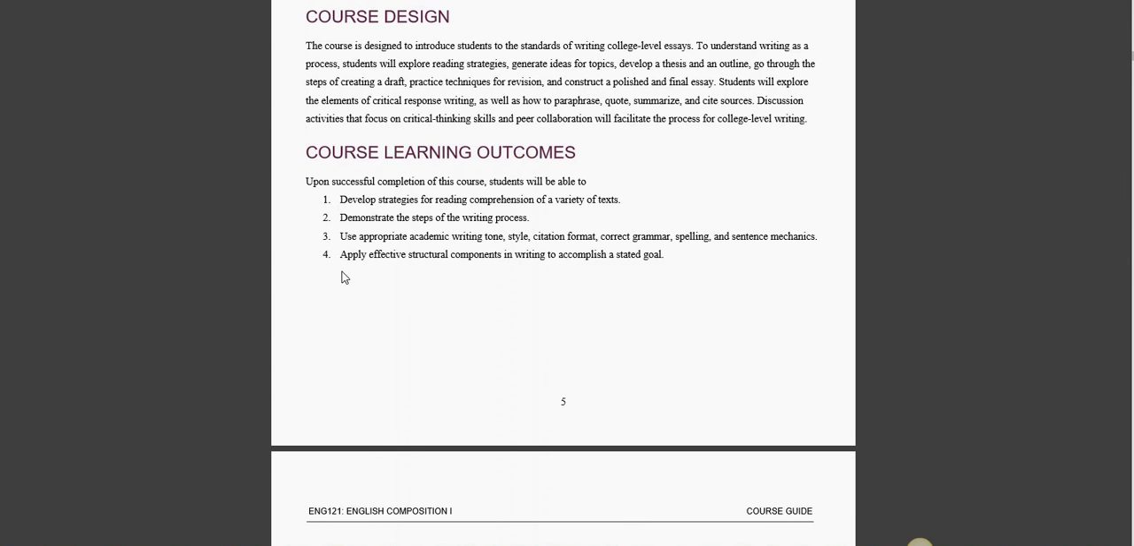Develop strategies for reading comprehension of a variety of texts. Demonstrate the steps of the writing process. Use appropriate academic writing tone, style, citation format, correct grammar, spelling, and sentence mechanics. So we kind of lumped all that into one CLO. And then apply effective structural components in writing to accomplish a stated goal. And the stated goal is just whatever the assignment is asking for.